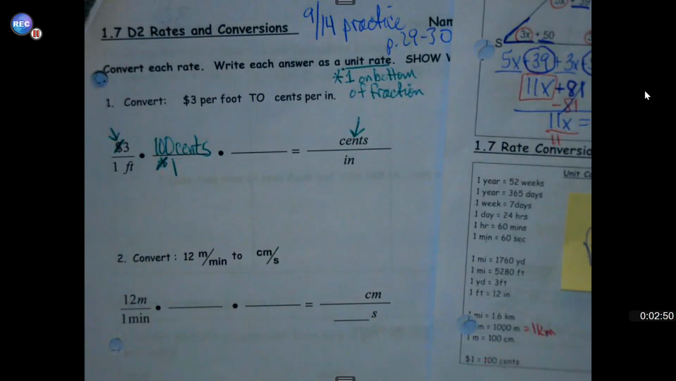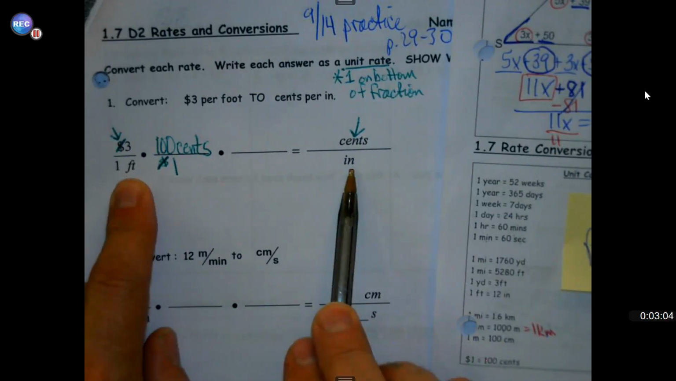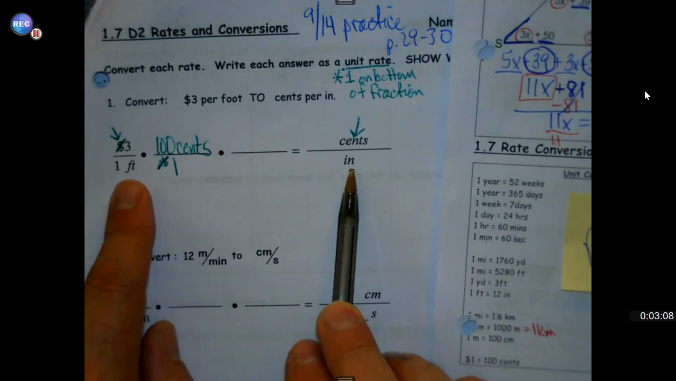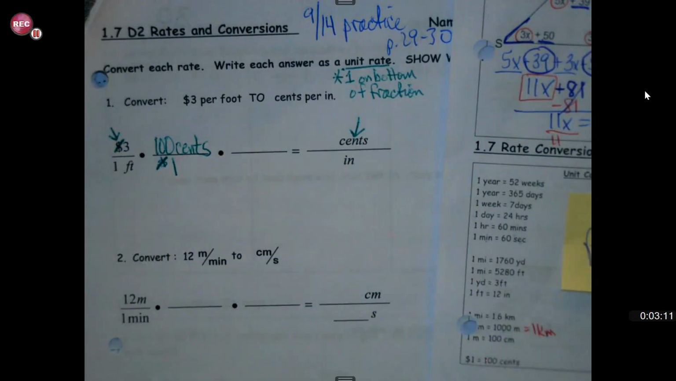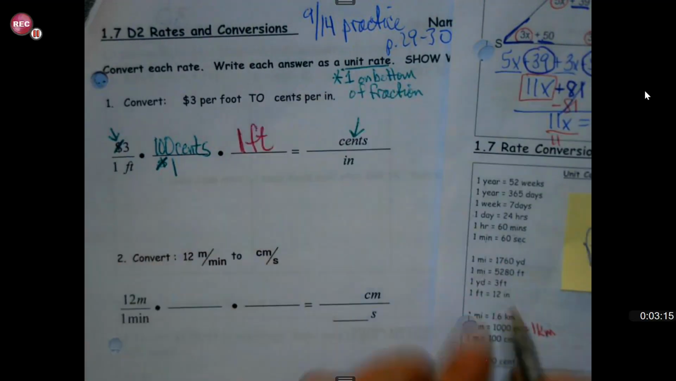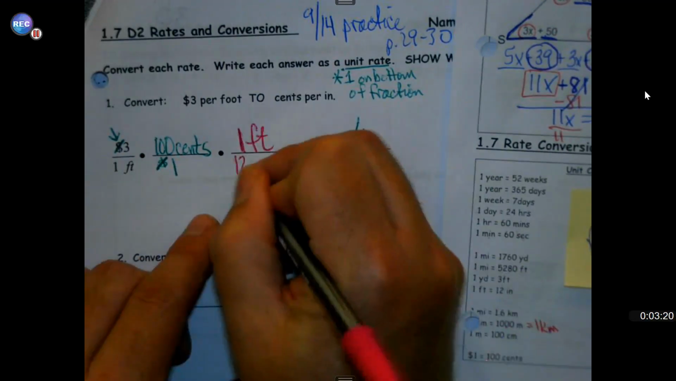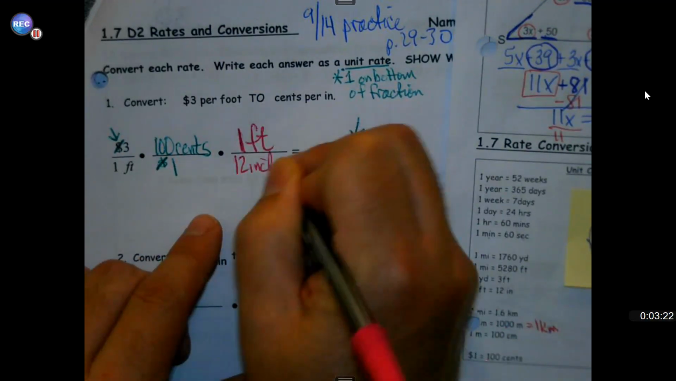So I get to part 2. Let me get this off of here for just a sec. So now the new goal is, hey, I got feet. I need to turn it into inches. So can somebody look over here in our unit conversions and tell me, well, there it is. So 1, if my pen works, 1 foot is 12 inches.